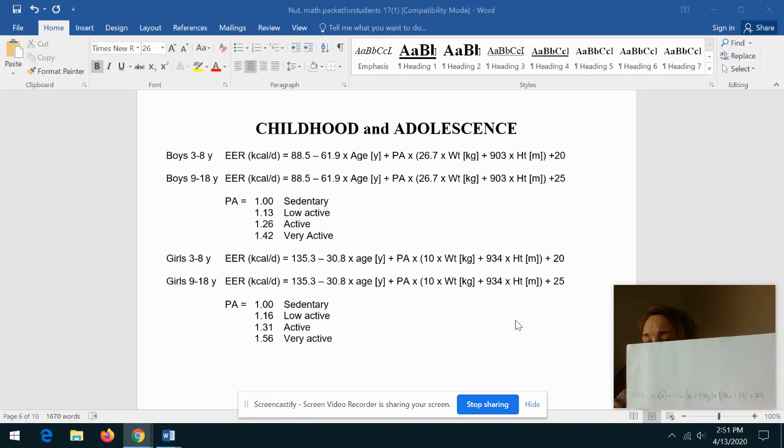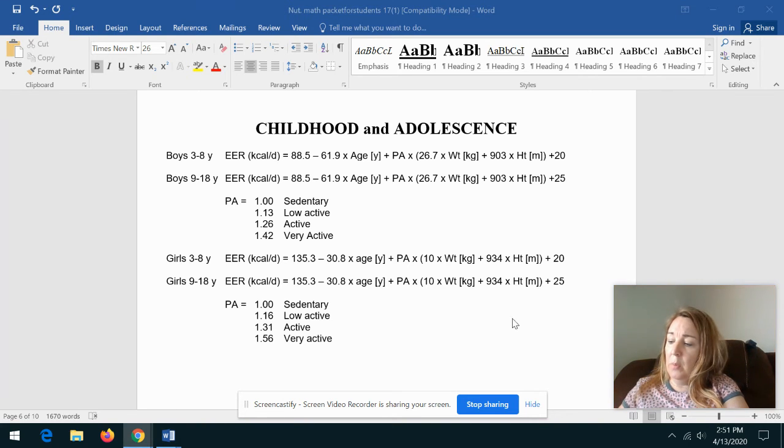Okay. Now I'm going to do the multiplication of the 10 times the 35 kilograms, and I get 350. I'm going to do the multiplication of the 934 times her height in meters, 1.37, and I get 1,279. Okay, I'll add those two together, 350 plus 1,279, and from that I get 1,629. Y'all with me? Okay.